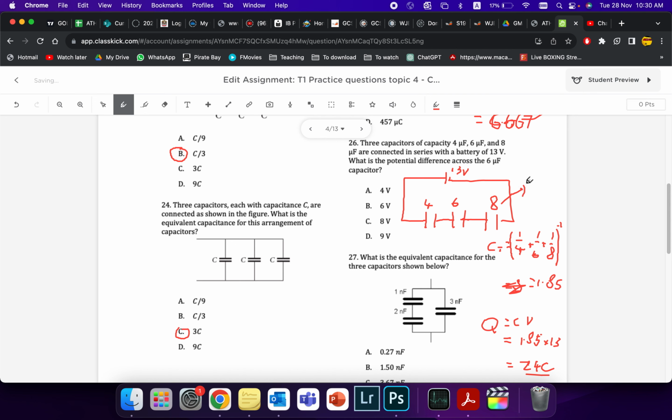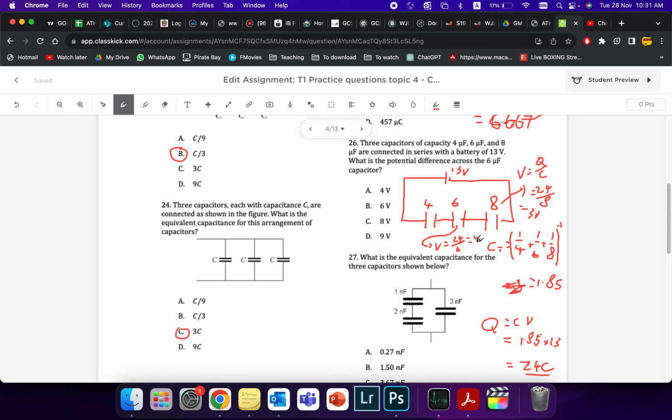Now that I know the charge and I know each capacitor, I can calculate the V for any of them. I can do V equals Q over C. The charge is the same, so 24 divided by 8 gives 3 volts here. I can do it for the 6 as well. In fact, that's the one I'm looking for. V is Q, which is 24 over 6. 24 divided by 6 is 4.